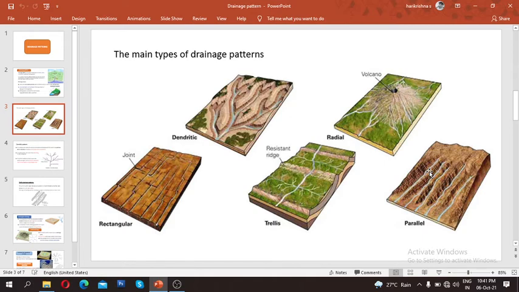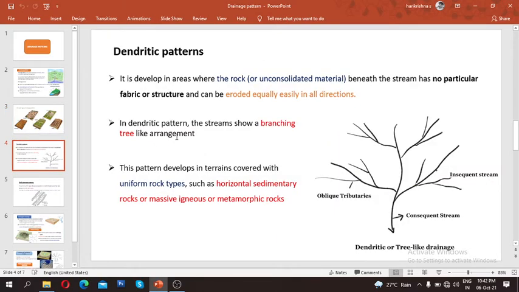Okay, so these are the main 5 types of drainage patterns. I repeat: dendritic drainage pattern, rectangular drainage pattern, then here you can see the trellis drainage pattern, then radial drainage pattern, and finally parallel drainage pattern. Okay, so keep these images in mind and try to understand the various types of drainages. Now let's describe each one. Let's see the various characteristics of each of these drainage patterns.